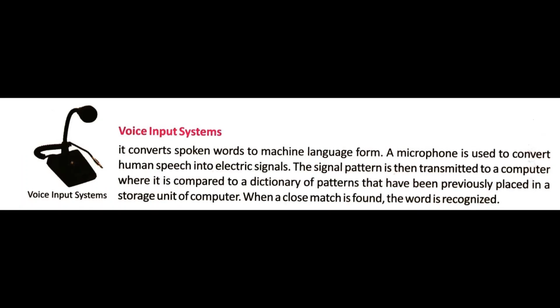Voice input system converts spoken words to a machine language form. Microphones and earphones are used to convert human speech into electric signals. That signal pattern is transmitted to the computer, where it is matched against the available dictionary placed on the computer. When a close word is matched, the word is recognized by the computer.